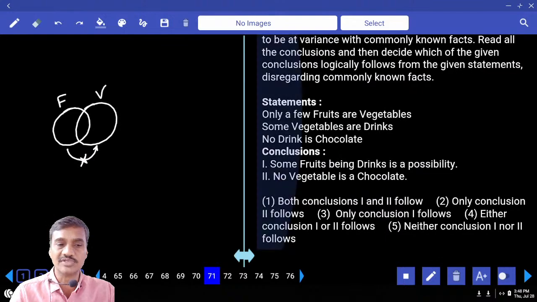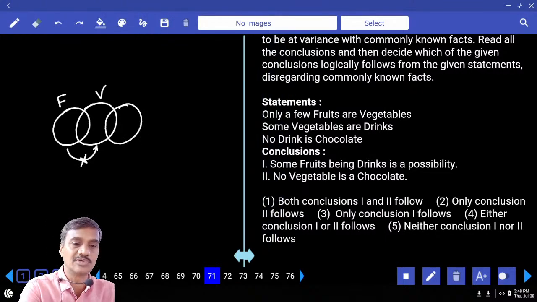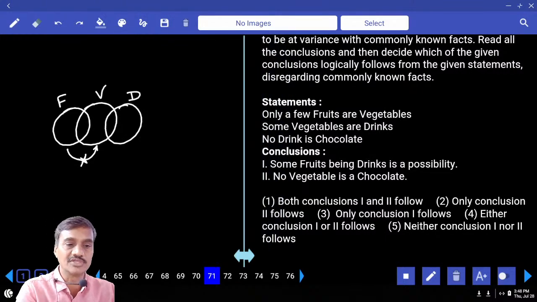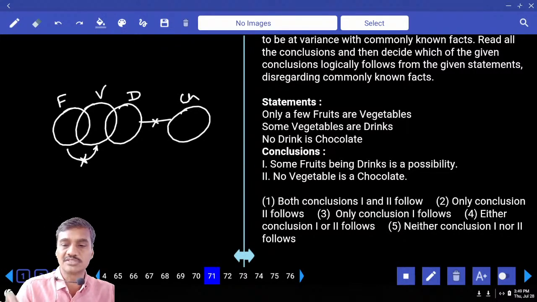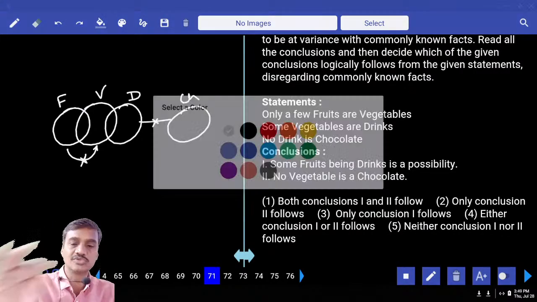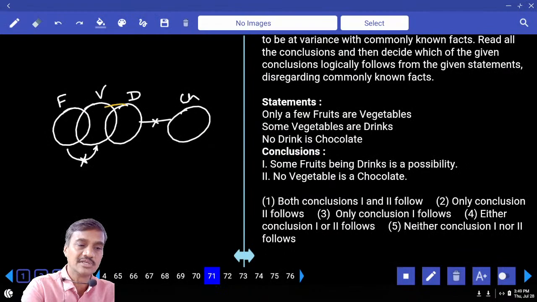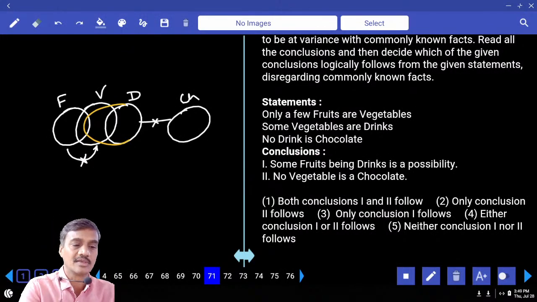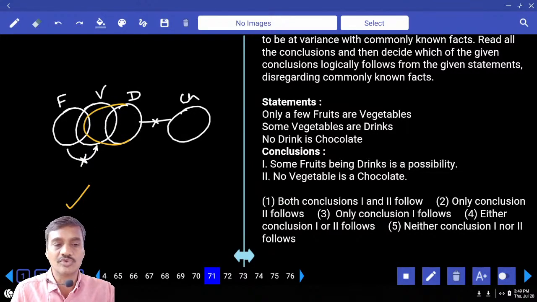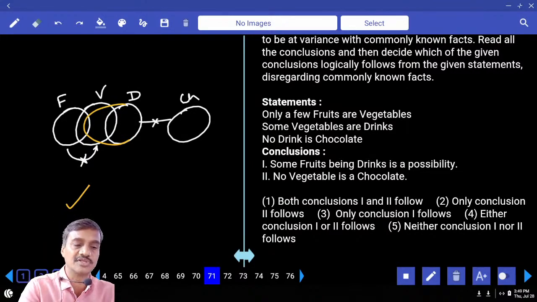And next one, some vegetables are drinks, and no drink is a chocolate, no intersection between drink and chocolate. And first one, some fruits are drinks is a possibility. Some fruits are drinks, tell me, is it possible or not? Tell me whether I can extend this drink like this or not. Clear? Hence it is possible. Second, no vegetable is a chocolate as of now, that is true.